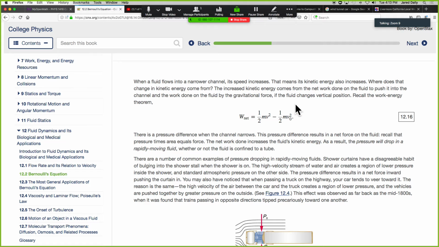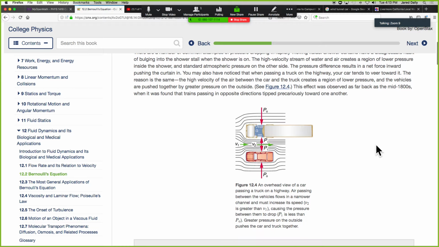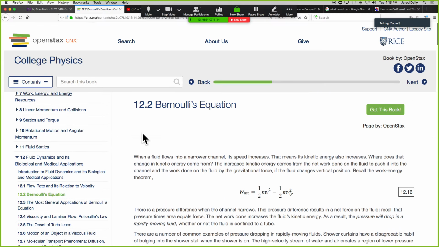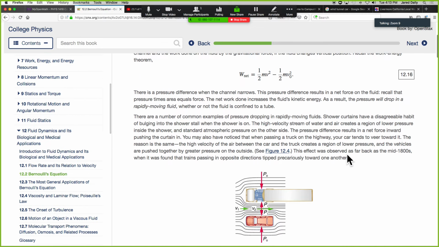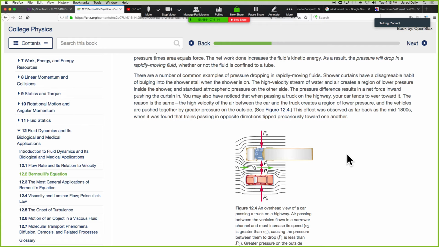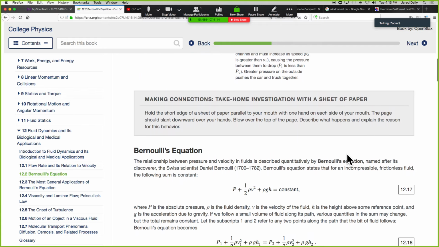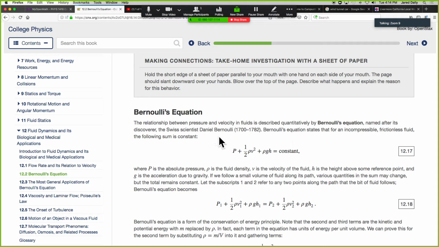So remember we had this equation for conservation of energy. We're going to have another equation called Bernoulli's equation. This guy right here. And it's going to be an equation associated with energy. Now, here is Bernoulli's equation. Pressure plus 1/2 rho v squared. What does that look like?